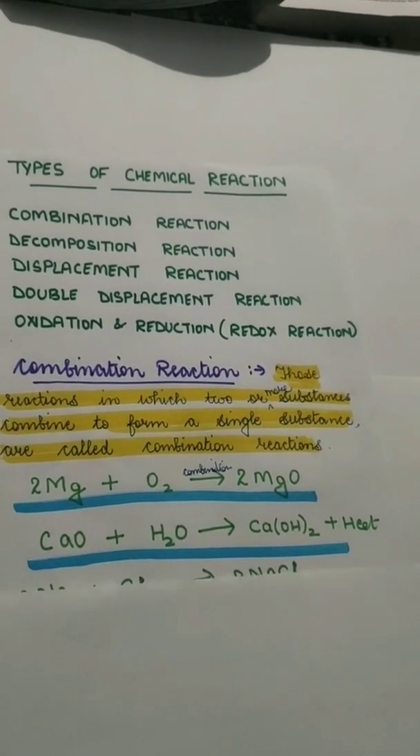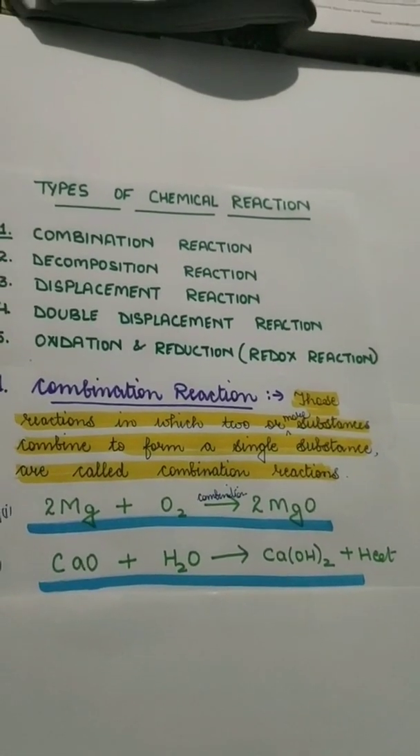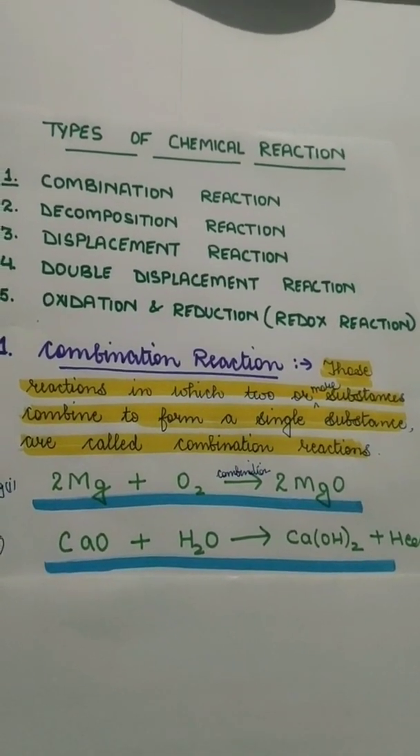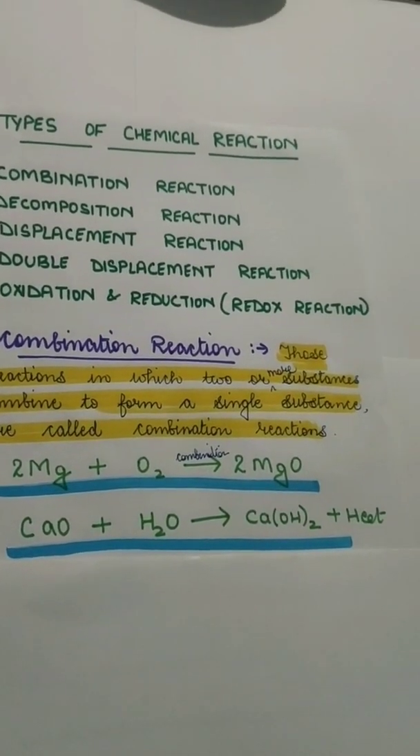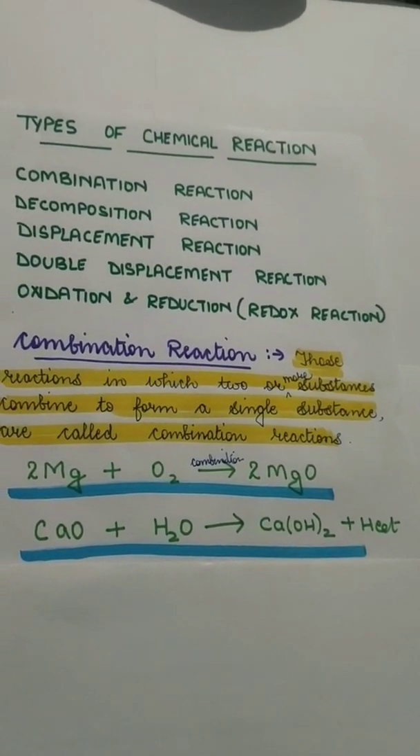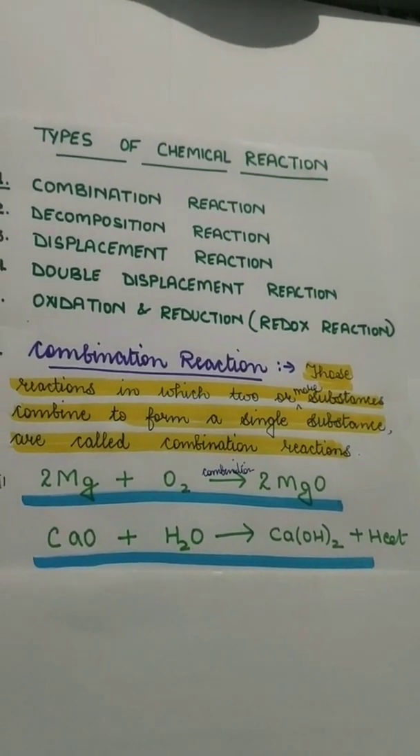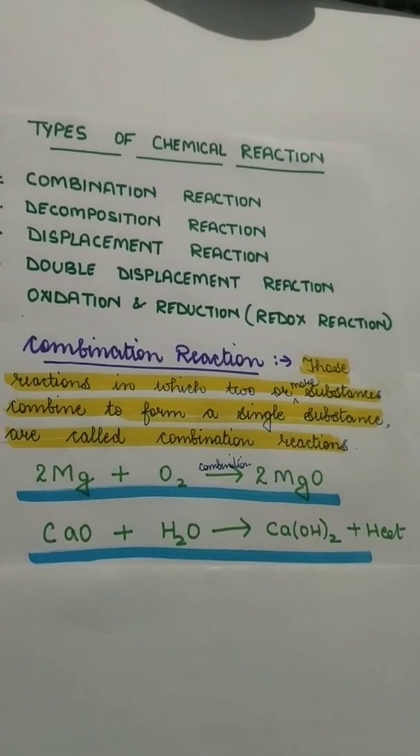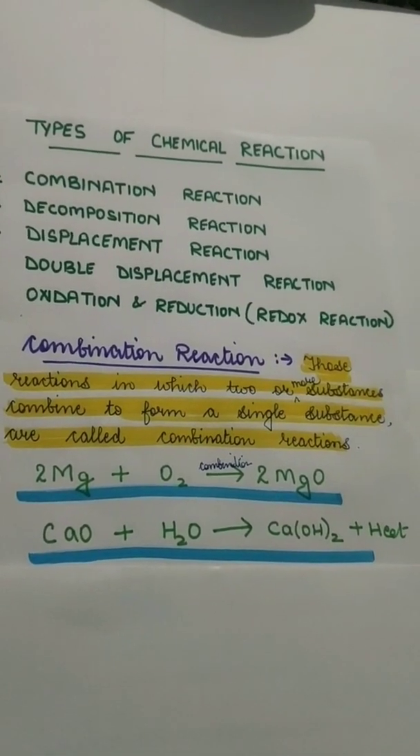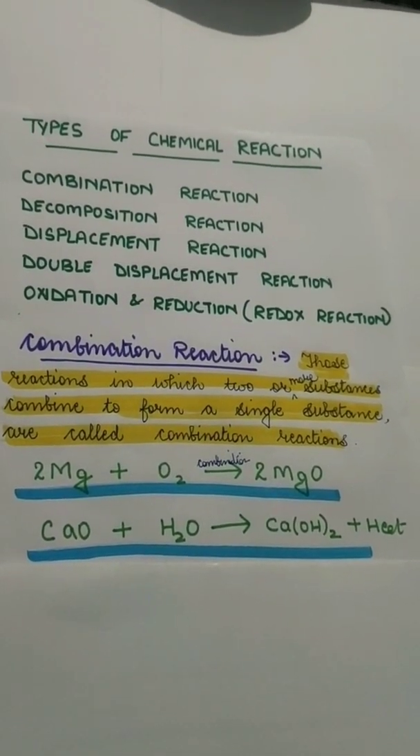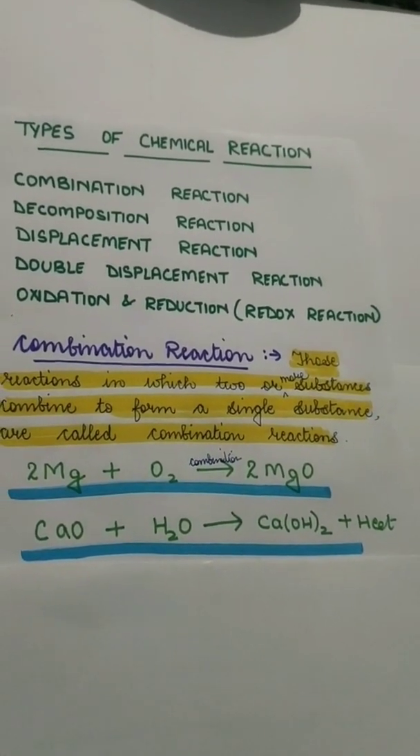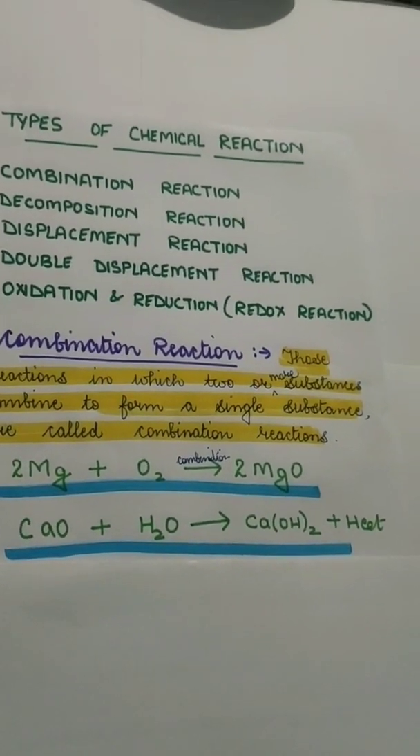The other example would be CaO, that is calcium oxide. It reacts with H2O, that is water. Calcium oxide reacts with water to give calcium hydroxide, and heat is produced. Because it is a combination reaction, we can also say that it is an exothermic reaction. Exothermic reaction, if you remember, is a reaction which generates heat, or heat is evolved or produced in this reaction. CaO is a white powder substance called quicklime.